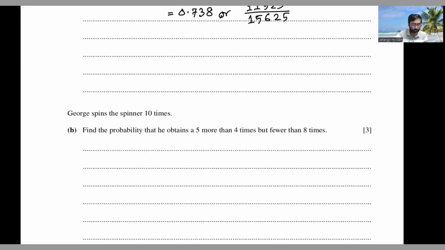This time, George spins the spinner 10 times. The number of spins is constant here, so there's no more geometric distribution. This is a binomial distribution. You have to find the probability that you obtain a 5 more than 4 times, but fewer than 8 times. So here the variable is the number of times or spins on which a 5 is obtained.